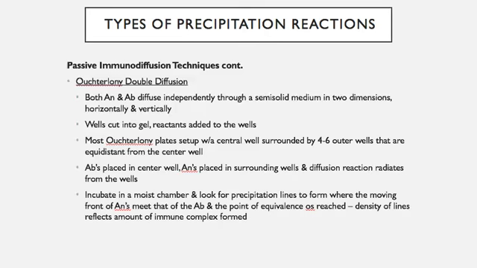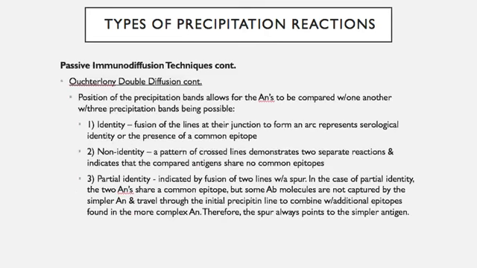Okay, and then the precipitation of the bands allows for the antigens to be compared with one another and the 3 precipitation bands that are possible. So you've got what's referred to as identity, where you've got fusion of the lines at their junction to form an arc, which represents serological identity or the presence of a common epitope.